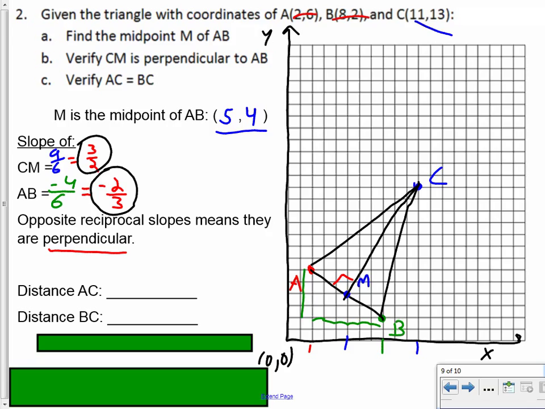Okay, now I need to make sure that AC equals BC. Because now that we showed this is perpendicular and that M is a midpoint, this equals this. So it looks like M to C is actually what's called the perpendicular bisector. Because it's a perpendicular bisector and C is on that perpendicular bisector, remember, our perpendicular bisector theorem said that this length should be just as big as this one. So we need to prove that that's true using our coordinate geometry. So we need the distance A to C and the distance B to C.